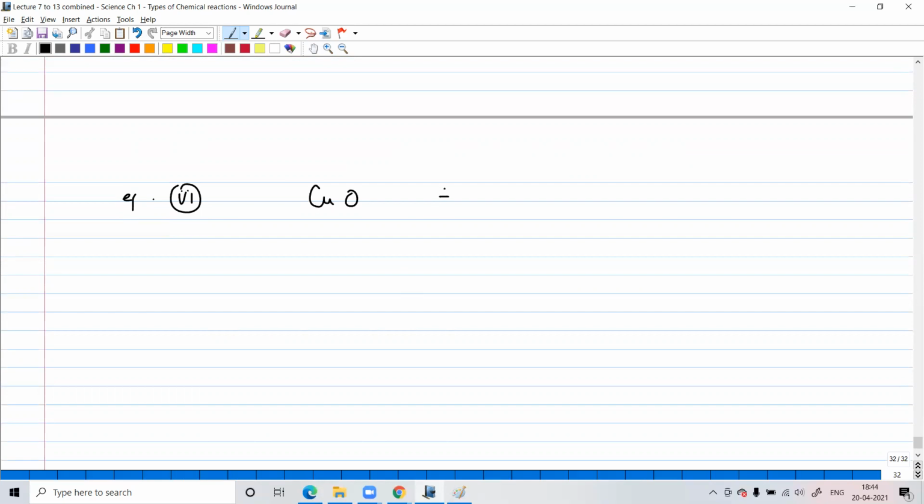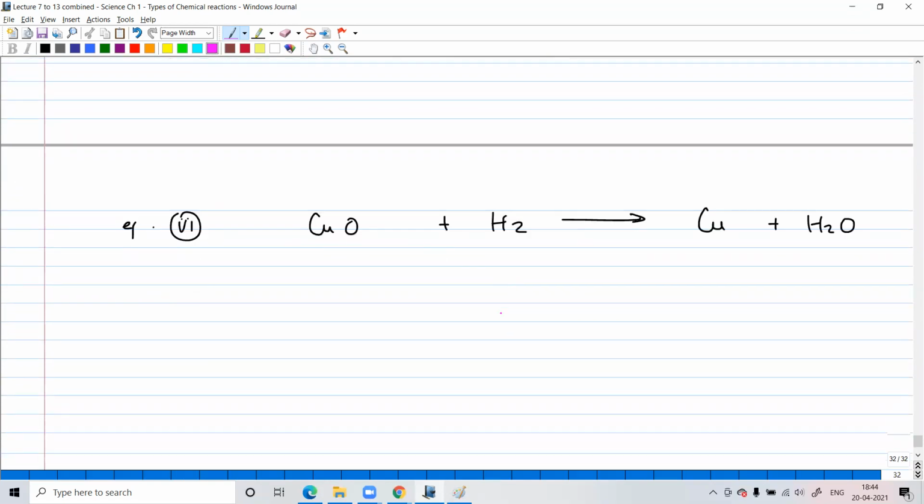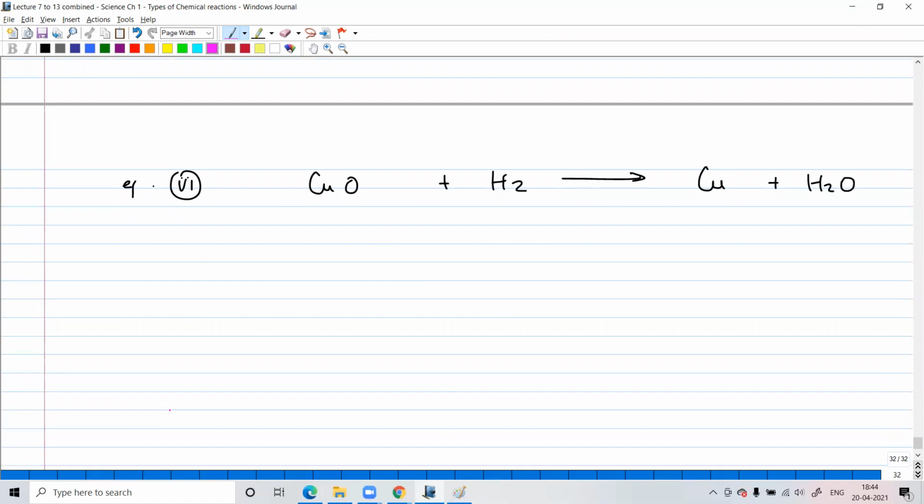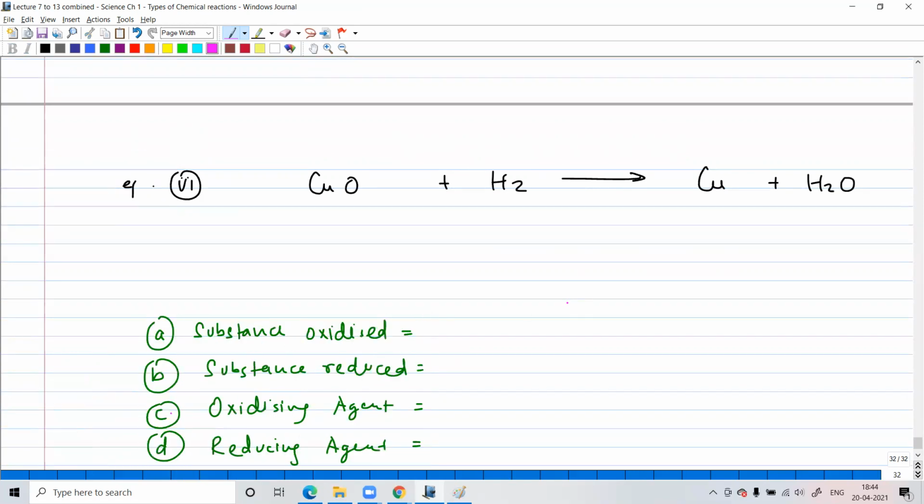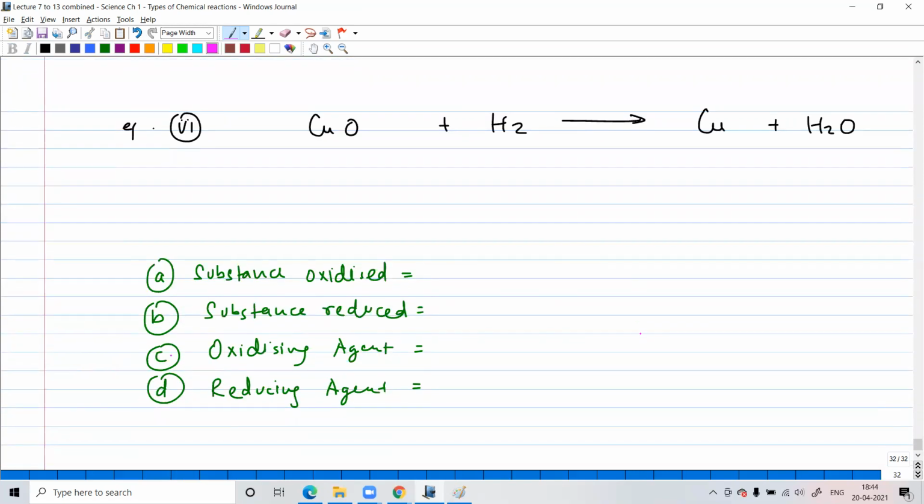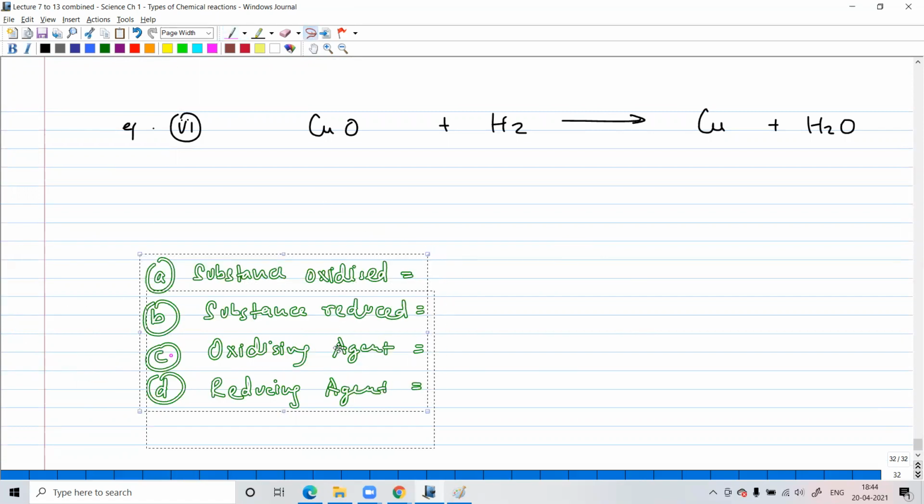Copper oxide reacting with hydrogen to give you copper and water. Tell me quickly, guys, what's happening here? Hydrogen is getting oxidized, sir.